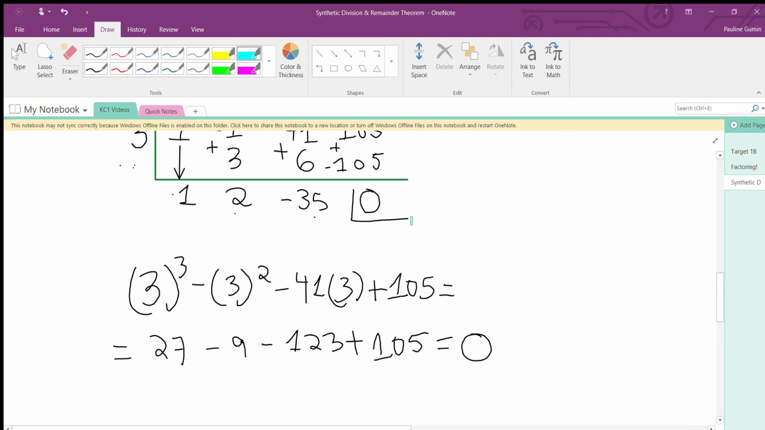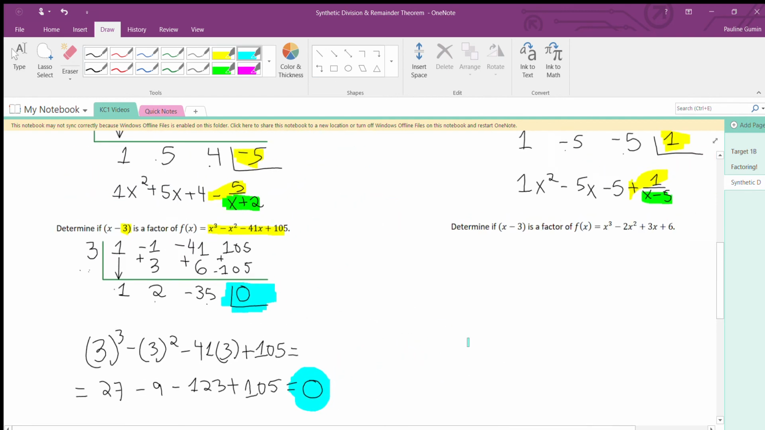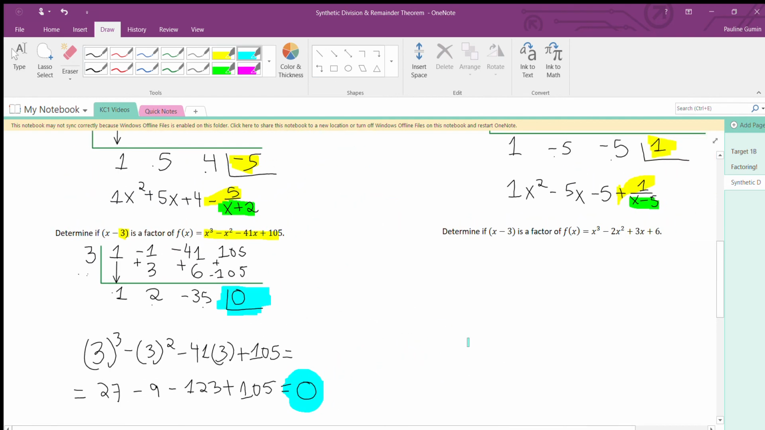Would you look at that? The remainder, when we do synthetic division, can be found by just plugging that number in. Okay, so there's no remainder, which means yes, it's a factor. So I'll write, let's type, yes, it is a factor because the remainder is 0.